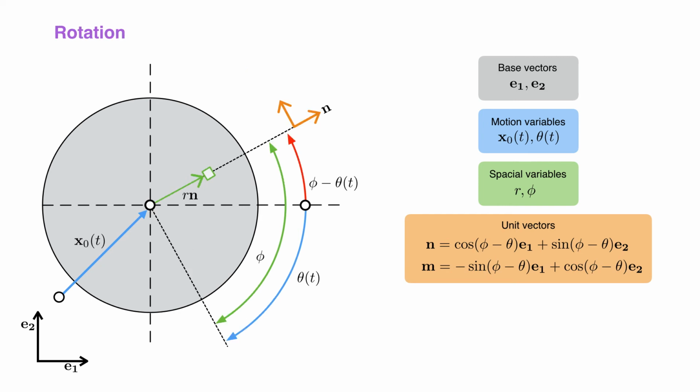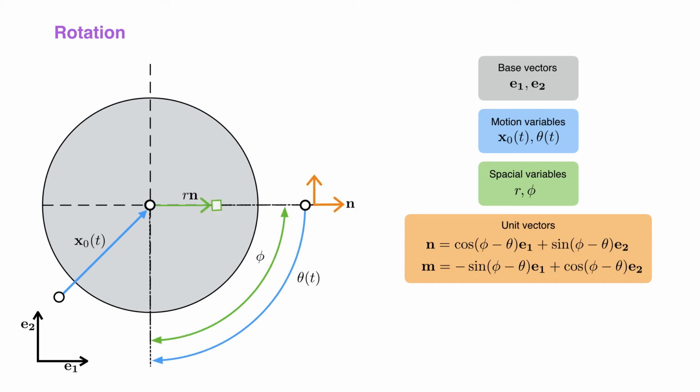So now here's what's going to happen when our circle actually starts rotating. At this particular position, the angle phi and theta are the same.